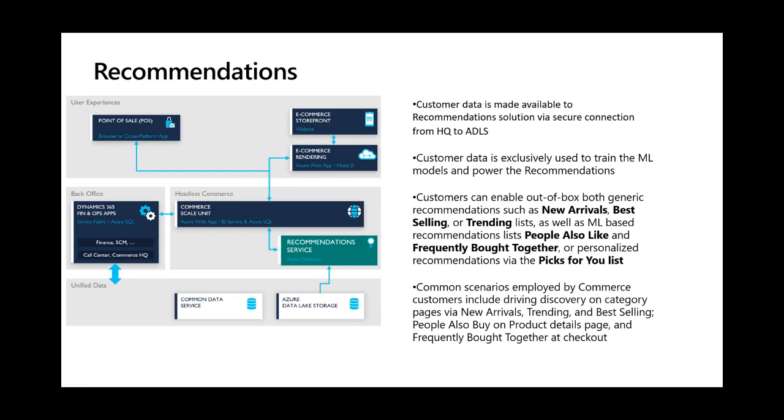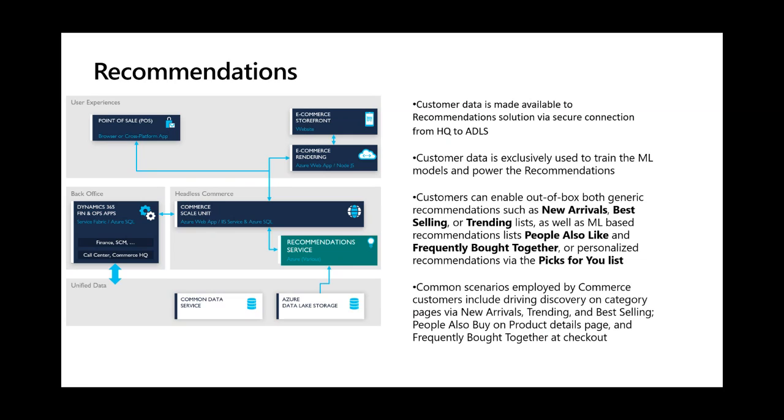Additionally, with the customer information, if they've opted in, you can have personalized recommendations with something like the Picks for You list. Now, these are all, again, out-of-the-box generic recommendations lists that come with the service themselves. But if there are additional needs for additional lists, that's something our recommendations team can work to help comply with and look at further.